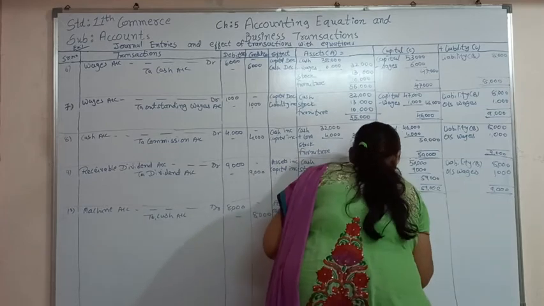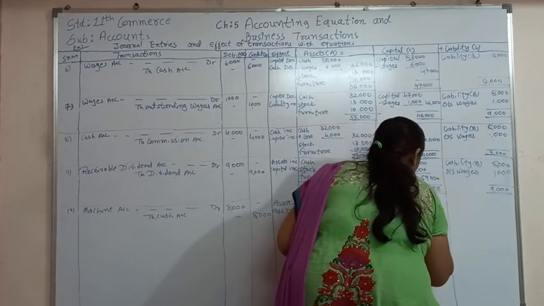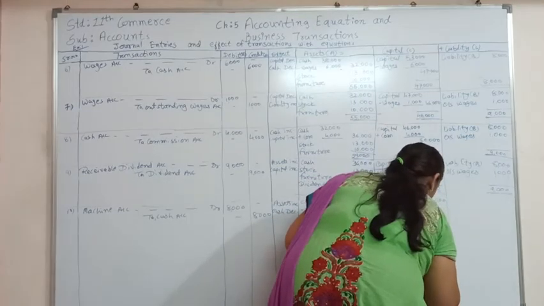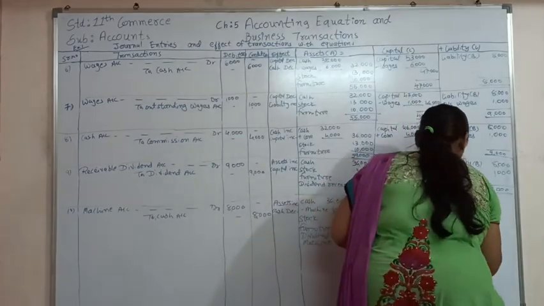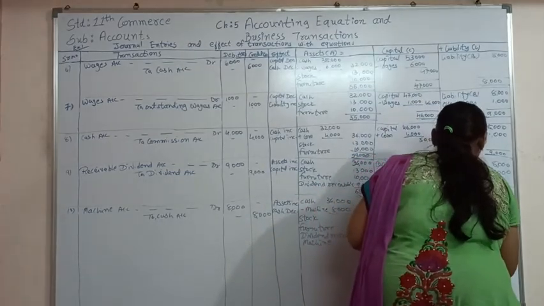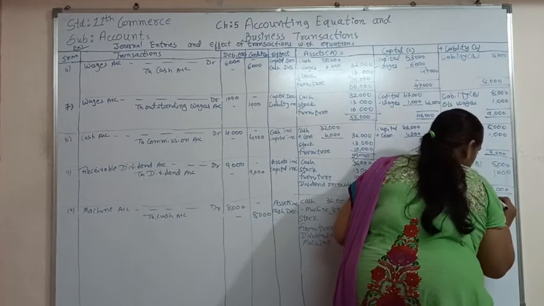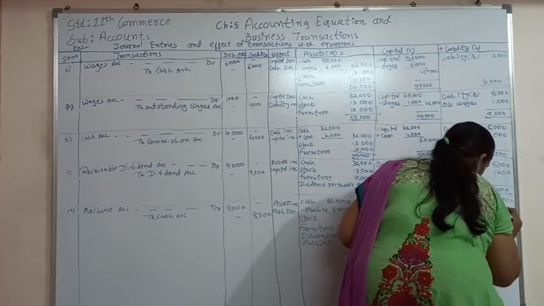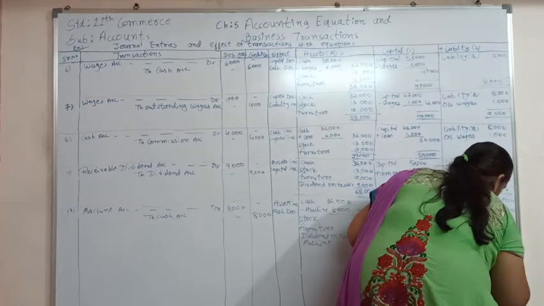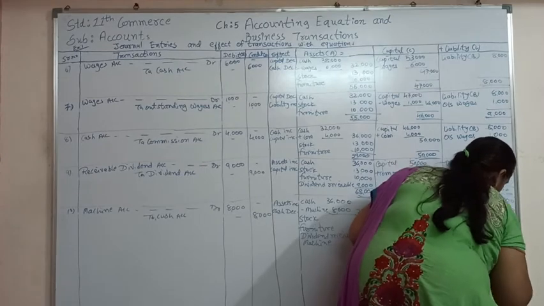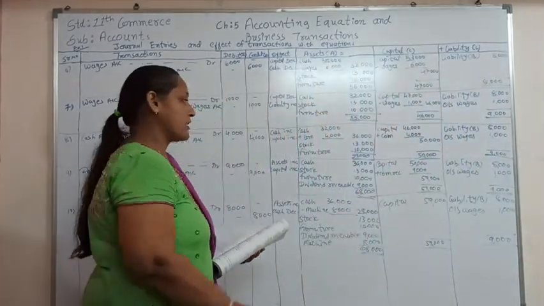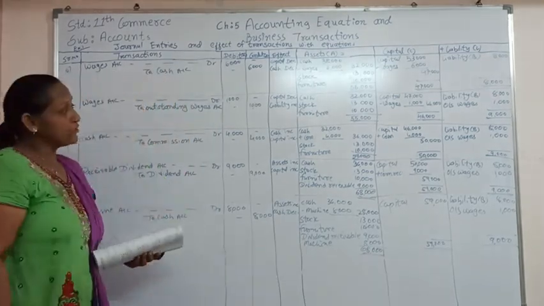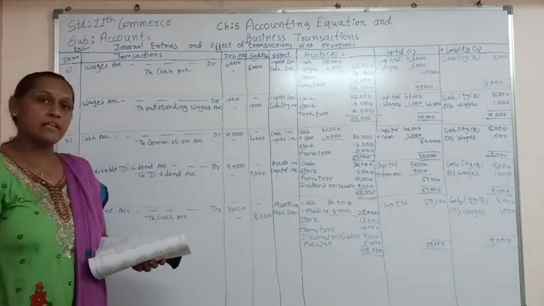And here capital of rupees 59,000. And here liability of B 8,000 and outstanding wages of rupees 1,000. So total will be 9,000. So here 59 plus 9 will be 68,000. Student, you may note down this. Then we are going to see next transaction.